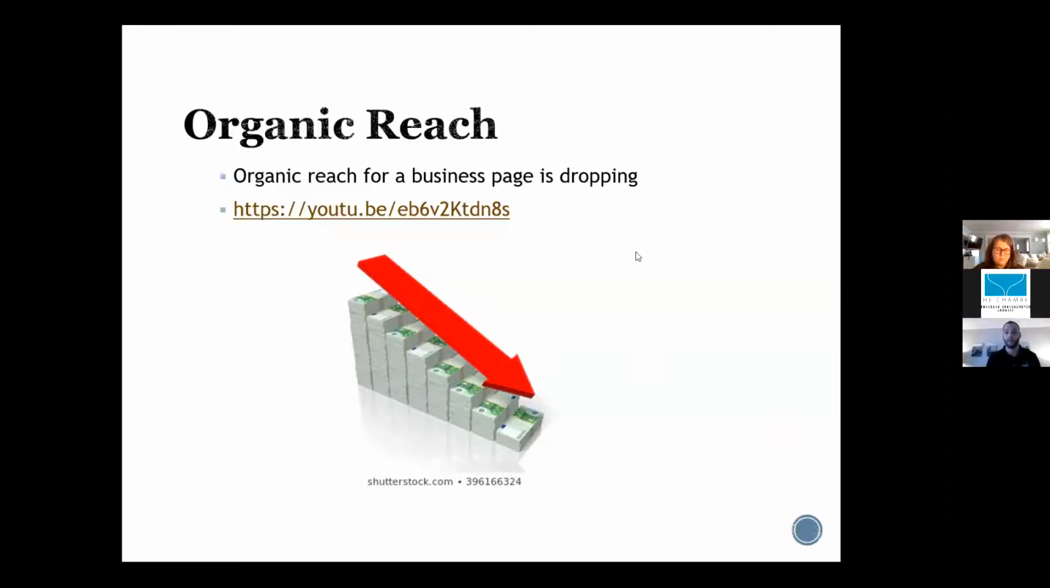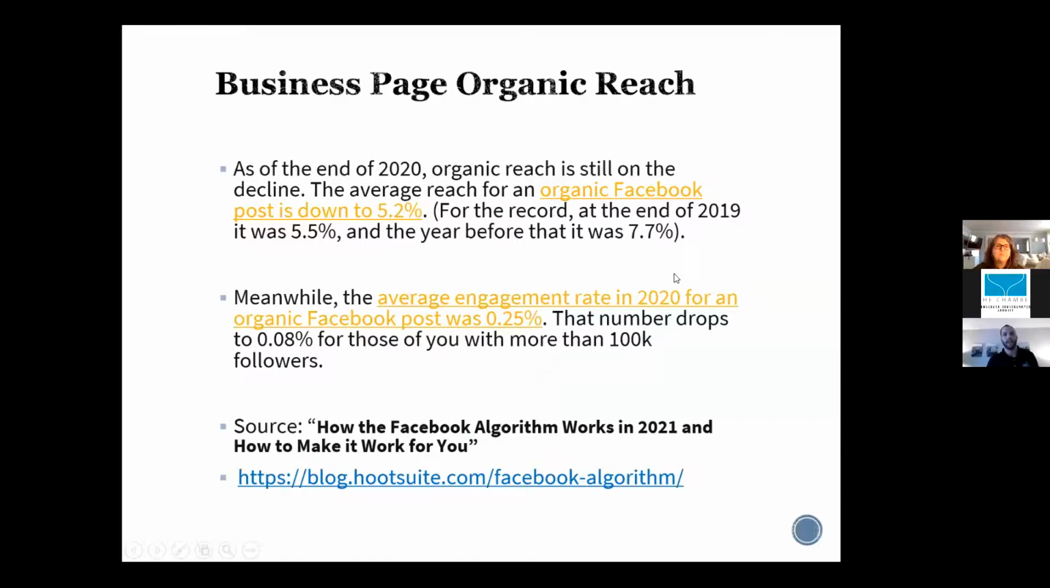On the next slide here, you'll see, as of the end of 2020, organic reach is still on the decline. The average reach for an organic Facebook post is down to 5.2%.